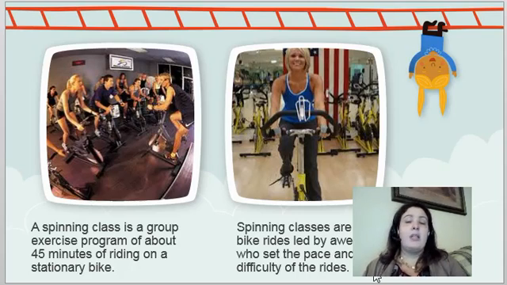Spinning classes are indoor group bike rides led by an awesome instructor who sets the pace and degree of difficulty of the rides. In this statement, we're getting some information about what a spinning class is. It's an indoor group ride, has awesome instructors, and the instructors set the degree of difficulty and the pace of the ride. While it contains some facts, this qualifying word, awesome, leads us to believe that this is an opinion. Maybe not all of the instructors are awesome, and it's hard to prove. It is the author's opinion.